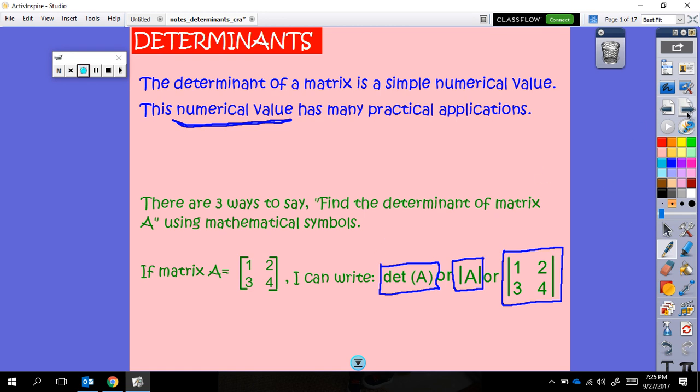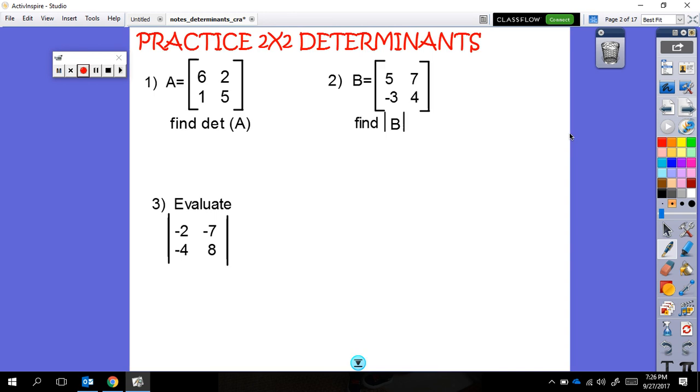So how do you find the determinant, and what does it help us do? Again, you don't need to copy all of this down because I'm going to post these notes on Canvas too, so you can go back and look at it. Let's look at this first example over here. We're going to find the determinant of matrix A, and this is matrix A right here.